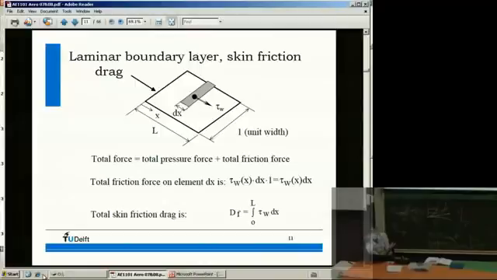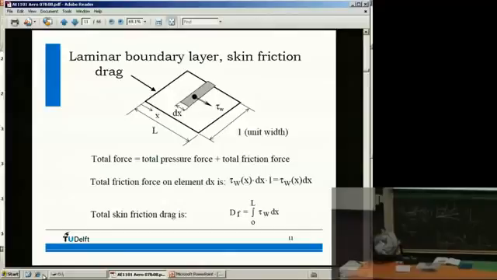So what do I need to do? I divide my plate into small strips. On each strip, I have flow from this direction. It has a unit width of 1, so nothing is happening in this direction, and everything is happening in this direction. So I divide my plate into small strips like this at location x. And I have to integrate then from 0 to L the shear stress on these strips to find the total friction force.